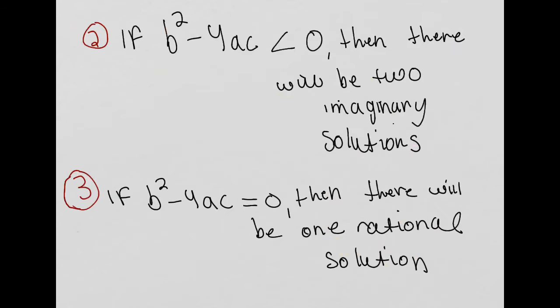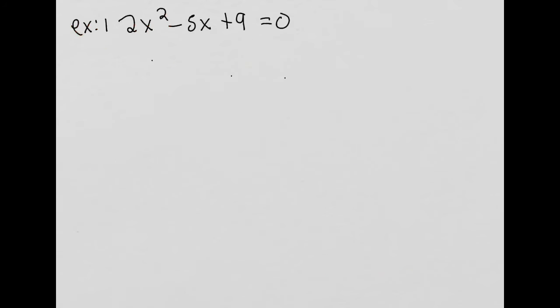Let's see what else. If the number you get after simplifying this expression is less than 0, that means you will have two imaginary solutions. And if it equals 0, you will have only one rational number. So let's see how this works.